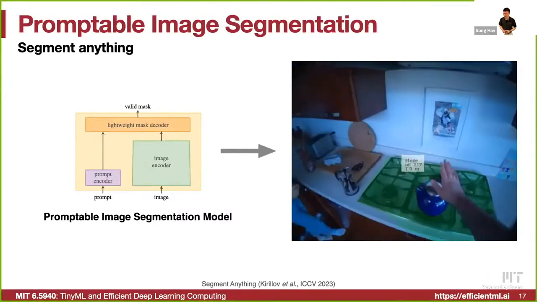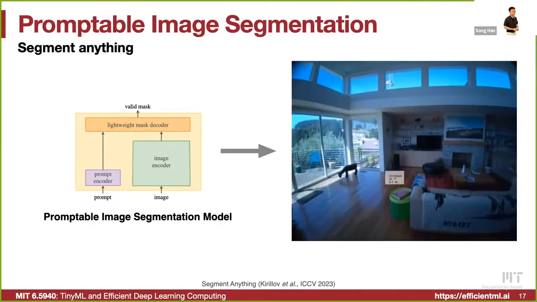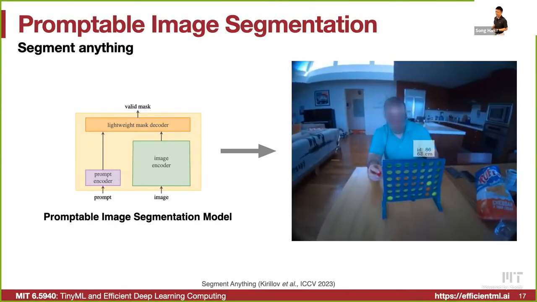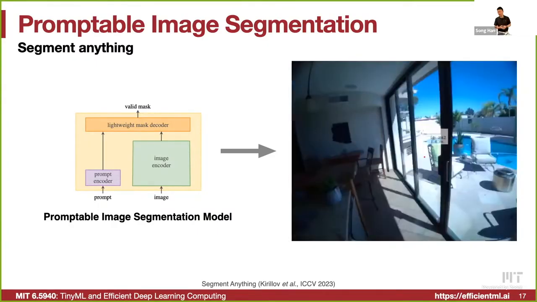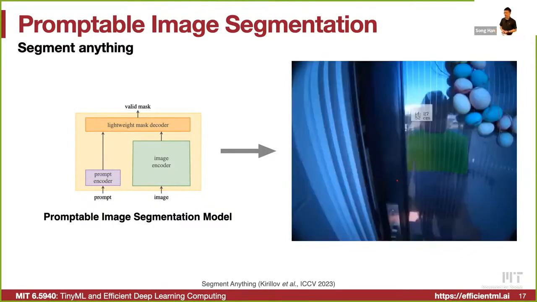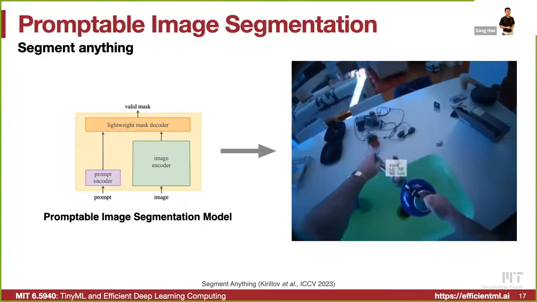Promptable image segmentation, right? So let's talk about another interesting topic, Segment Anything. This is a demo from Meta, where you can have a prompt dot, and then you can segment whatever you're looking at. For example, here, looking at a person, and the person will be segmented. But this is very computationally heavy.